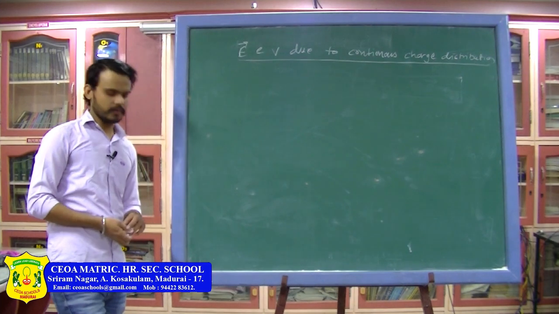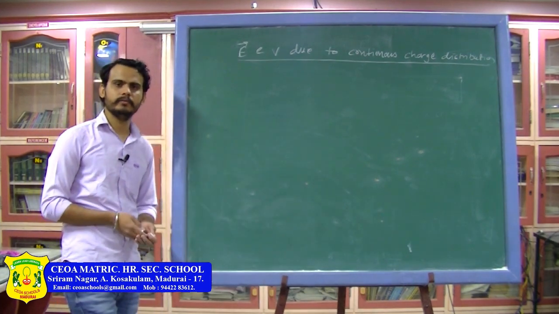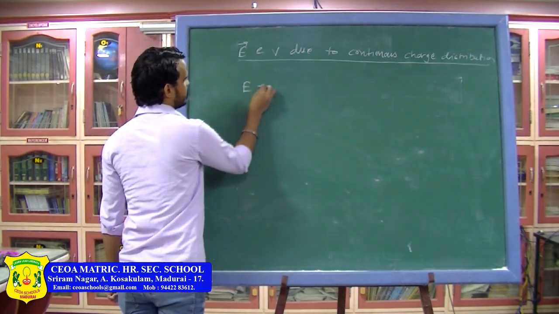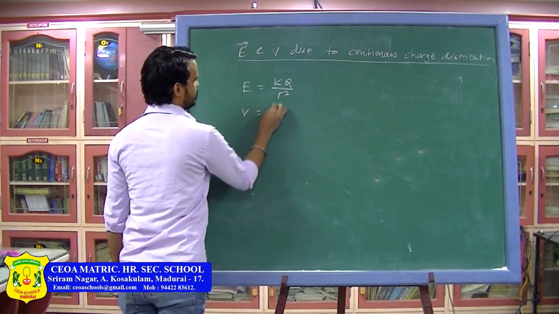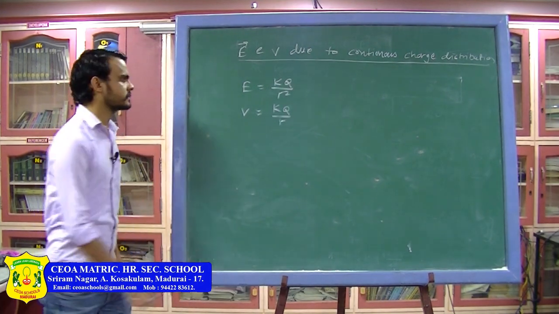Till now we have found out the electric field due to a point charge. We also have found out the electric potential due to a point charge. Due to a point charge, electric field magnitude can be written as kq by r square. Potential can be written as kq by r. So this is due to a point charge.